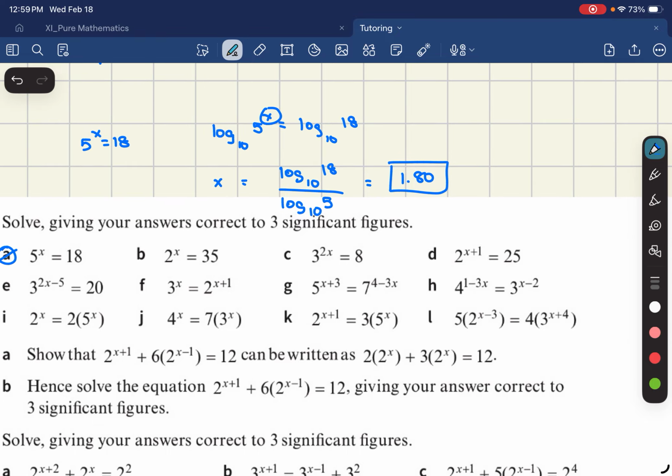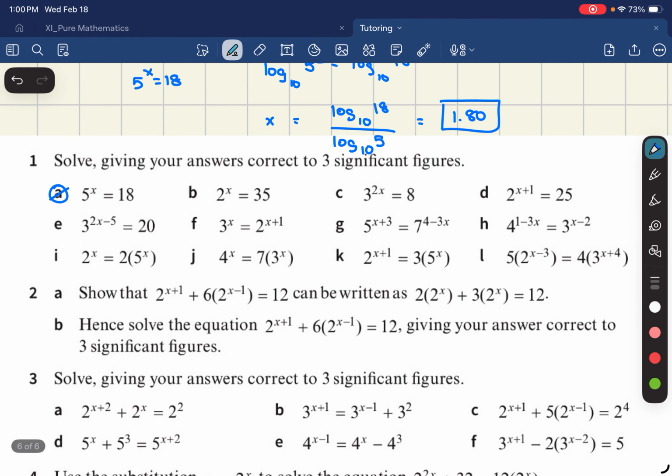And you can, again, recheck. If you put 5 to the power 1.80, then you get 18.119. It's very close. Your actual answer was 1.795, and when you put that, you get closer and closer to 18. So it's always okay to substitute back and check your answer.